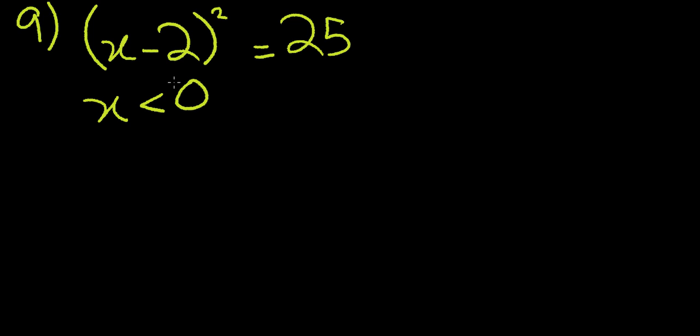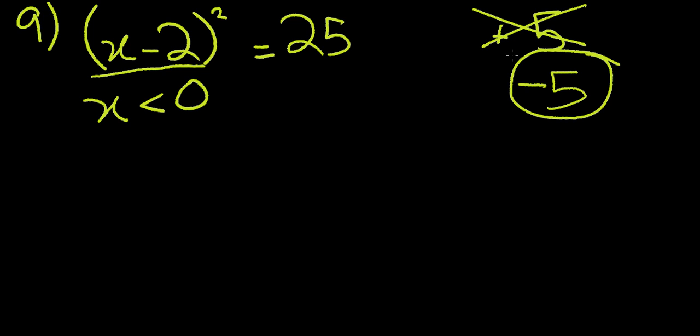Well, we need this side, when it's squared, to equal 25. Well, what number squared equals 25? It's either 5 or negative 5. So we need to make this left side equal to either positive 5 or negative 5, but it says that x is a negative number. It's less than 0. And if two numbers are less than 0 and you add them up, well, the answer is also going to be negative. So x minus 2 is not going to equal 5. It's going to equal negative 5.